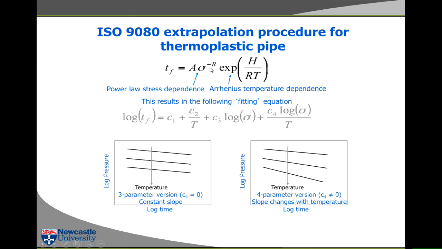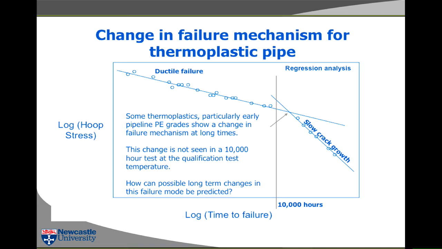Remember we said on these curves, the log of the time to failure is a linear relationship with the log of the pressure or log of the hoop stress. So that's a straight line. So this is the equation of a straight line. If it's linear in log-log space, that means it's a power law behavior. So the time to failure is equal to a constant times the hoop stress to some power. So that governs the stress dependence. So that governs this part of the curve.